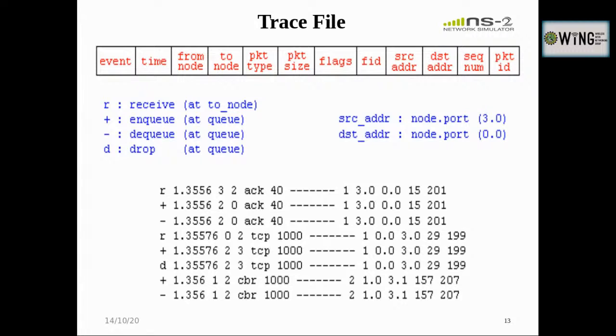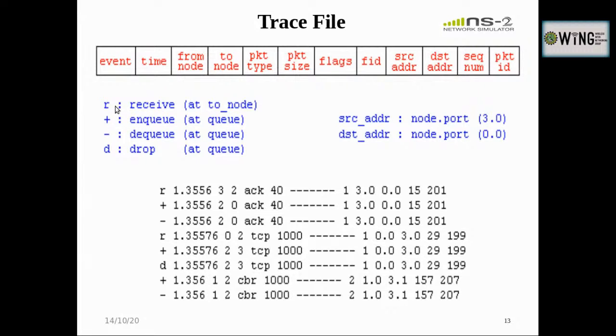So how is the trace file structured? The trace file consists of mainly 12 fields. How many fields? 12 fields. What is the first field? Event type. You can check the type of event here. The second field is time. The next field is from node. I'll tell you the details of it. What is the meaning of event? We have various types of events.